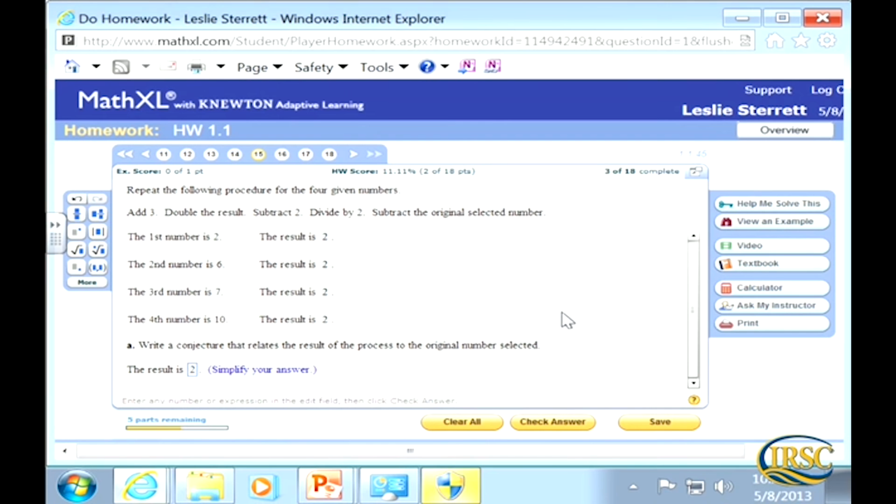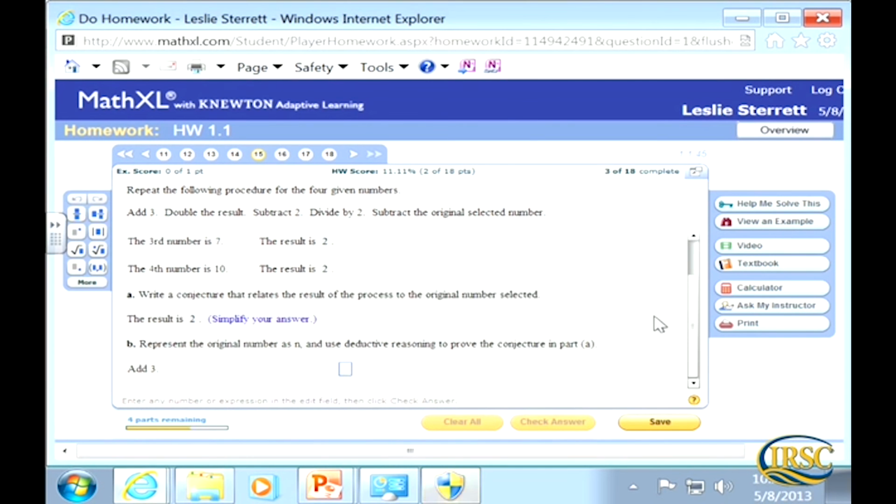You say if my original number is n, then my answer should also be n. Okay, and that would be your conjecture. So sometimes you will use a variable in that part of the answer. Okay, so correct. Nice conjecture.